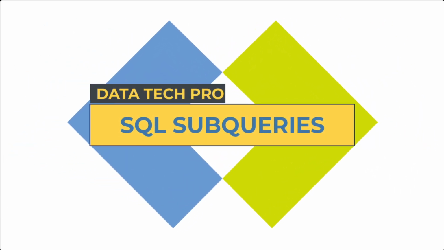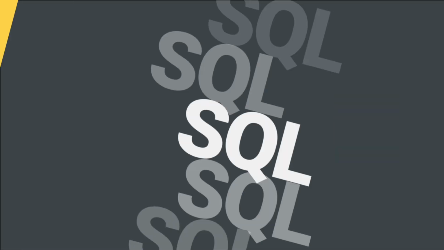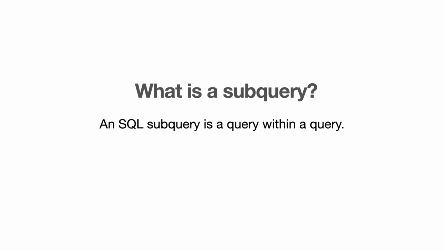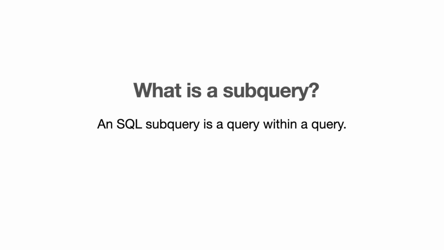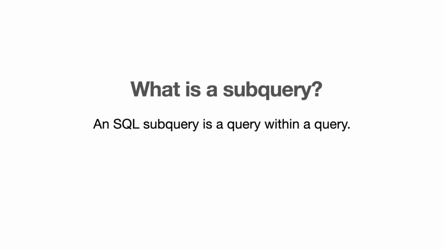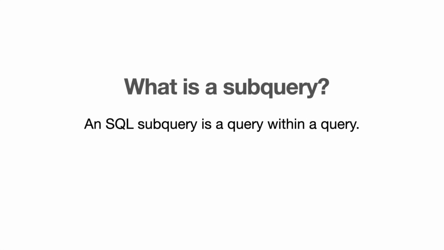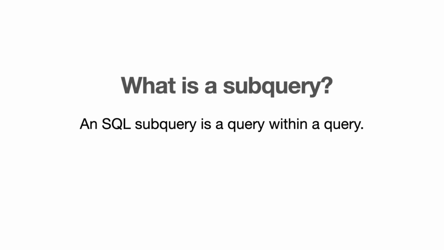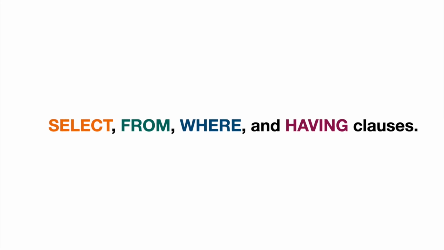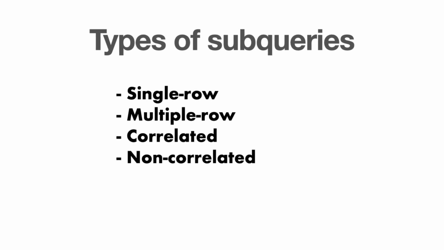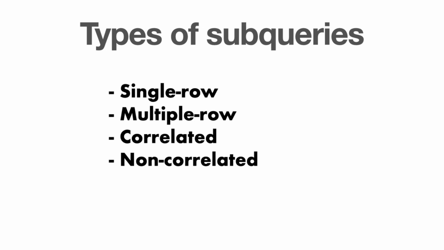Today we're going to be looking at SQL subqueries. Let's get started. First, what are subqueries? Simply put, a subquery is a query within a query. Subqueries can be used to perform operations in multiple steps. They are incredibly powerful and break down complex problems. Subqueries can be used in select, from, where, and having clauses. There are different types: single row, multiple row, correlated, and non-correlated subqueries. So let's explore what we just said with some examples.